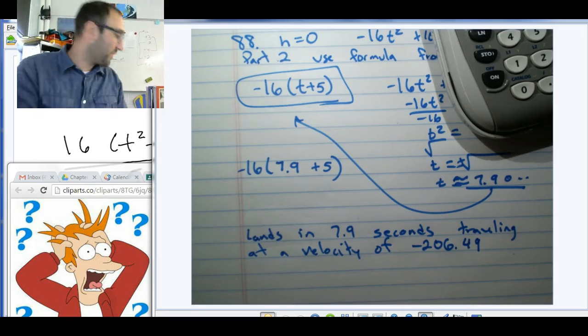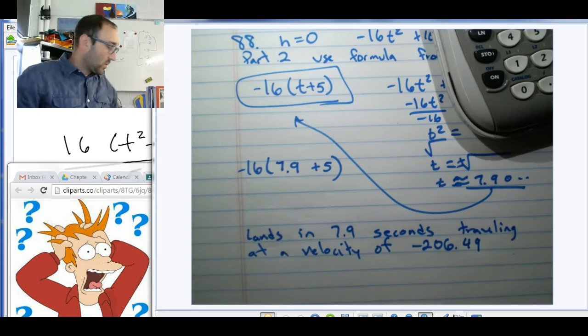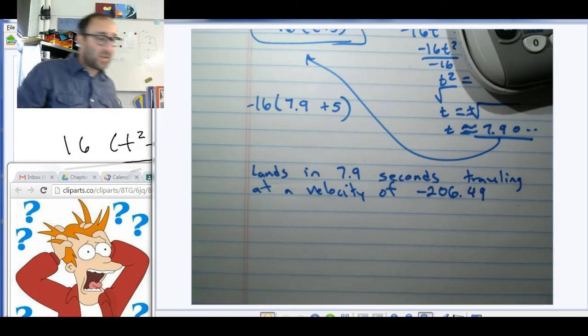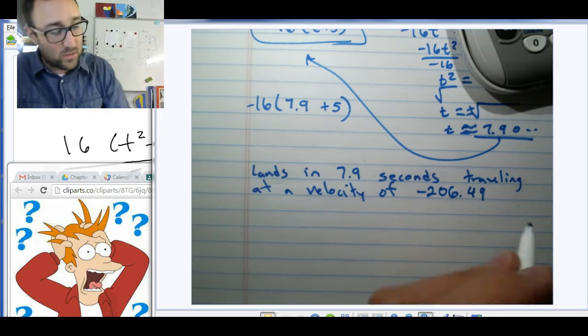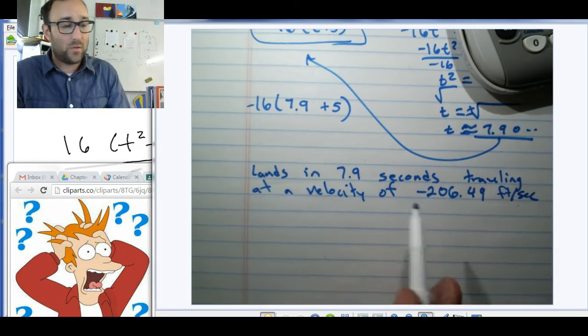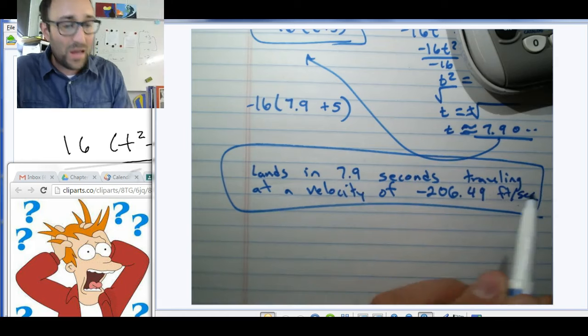Is it feet? Is it meters? I'm going to look back in the book, and this one is the velocity of time and feet. So we know that it's going to be time in seconds, so it's going to be feet per second. You know it's negative because it's going down. So there is the answer for number 88.